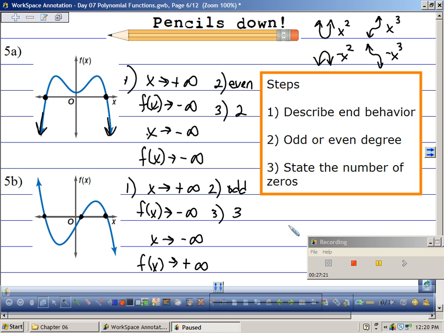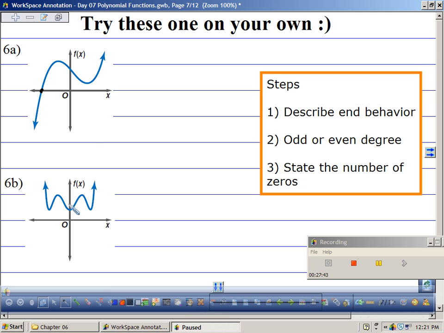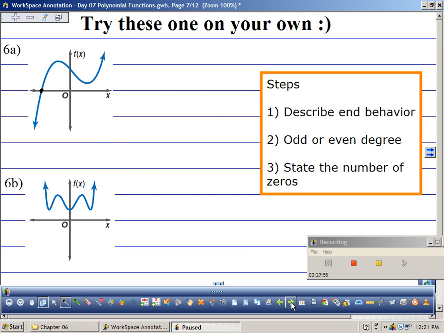Can you do this on your own now? Try these on your own. Okay, so end behavior. As x is going positive, what's the graph doing? Positive. As x is going negative, what's the graph doing? Negative. Is it odd or even? Odd. How many zeros? 1. Good. Is this odd or even? Even. What's the graph doing when you're going positive? Up. What's it going when you're going negative? Up. How many zeros? None. You guys got this.